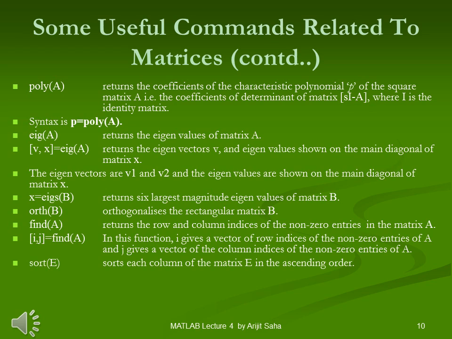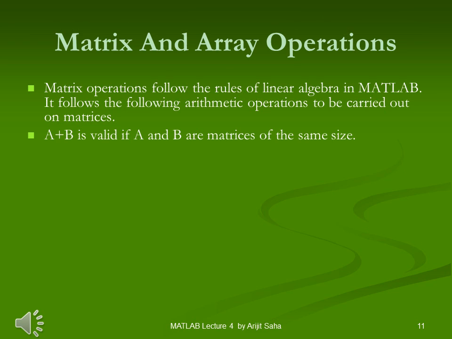Orth A, B orthogonalizes the rectangular matrix B. Find A returns the row and column indices of the non-zero entries in the matrix A. [i, j] equal to find A. In this function, i gives the vector of row indices of non-zero entries of A and j gives the vector of the column indices of the non-zero entries of A. Sort E sorts each column of the matrix E in ascending order.